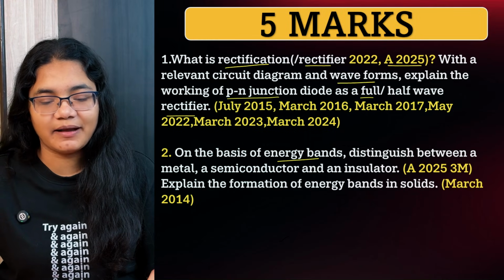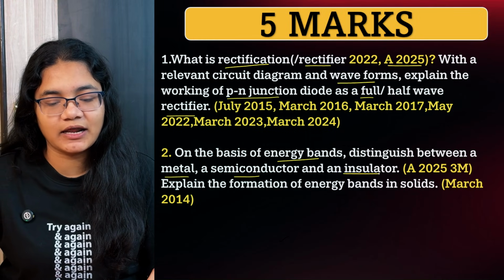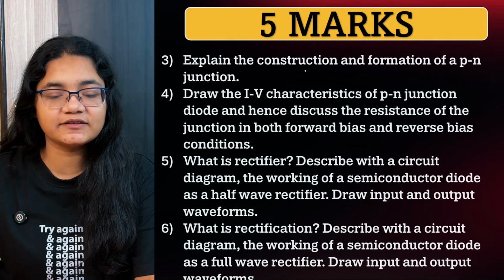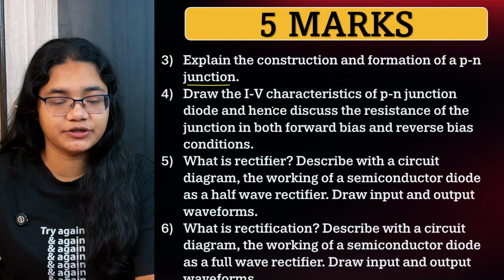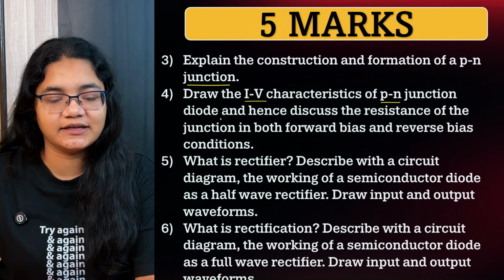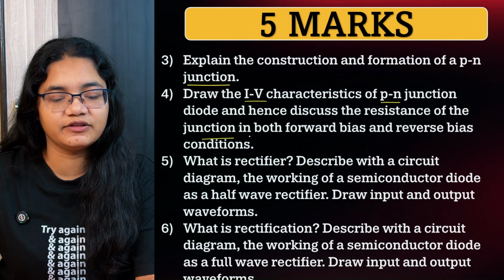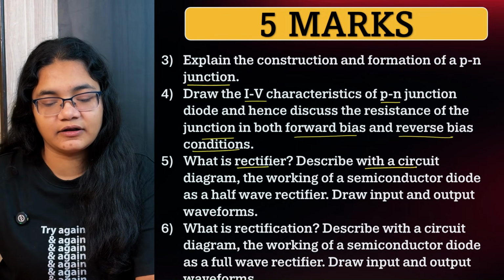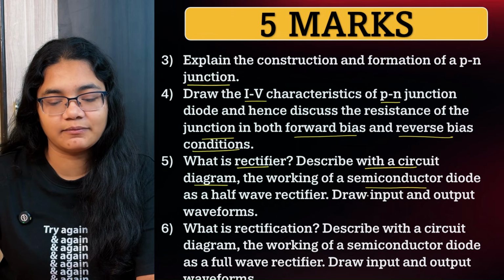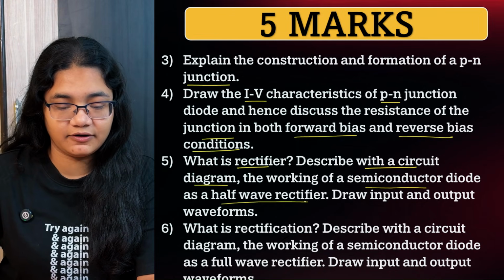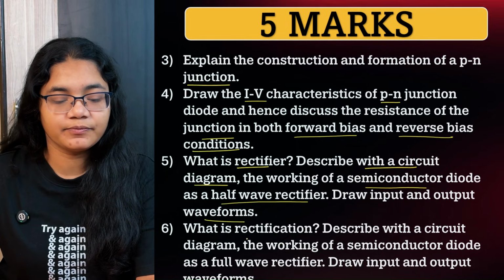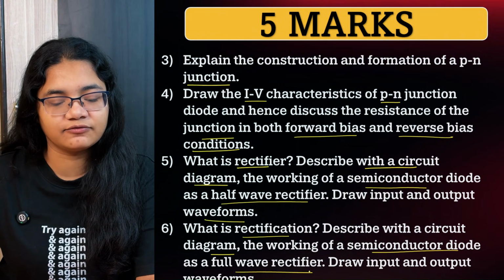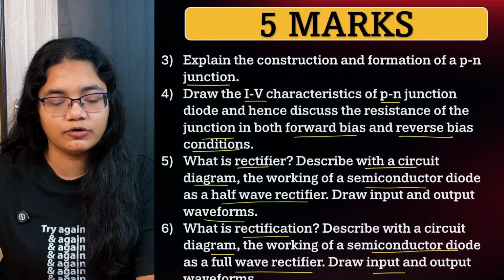Next, on the basis of energy bands, distinguish between a metal, a semiconductor and an insulator. Explain the formation of energy bands in solids. Next, explain the construction and formation of a PN junction. Draw the IV characteristics of PN junction diode and hence discuss the resistance of the junction in both forward bias and reverse bias condition. What is a rectifier? Describe with a circuit diagram the working of a semiconductor diode as a half wave rectifier. Draw input and output waveforms. Next, what is rectification? Describe with a circuit diagram the working of a semiconductor diode as a full wave rectifier. Draw input and output waveforms.